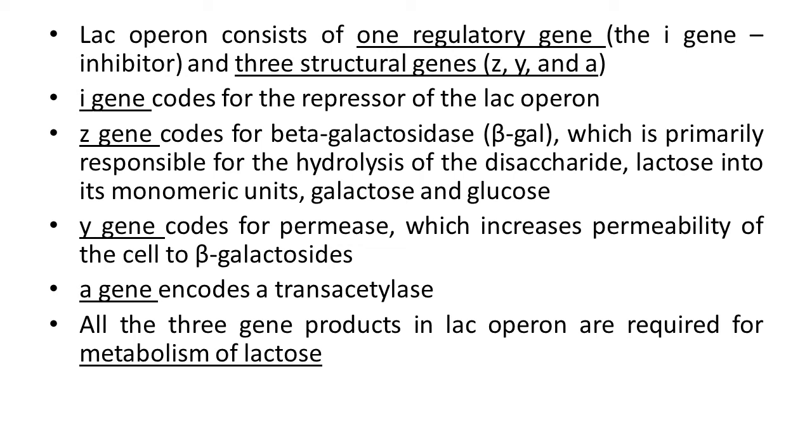The small a gene encodes a transacetylase. All these three structural gene products in the lac operon are required for metabolism of lactose. Actually this entire mechanism is related to the metabolism of lactose sugar. The lac operon consists of one regulatory gene, that is small i, and three structural genes, we can say small z, small y and small a.